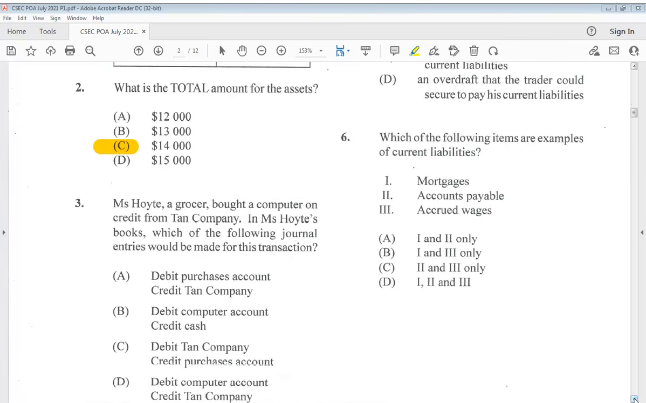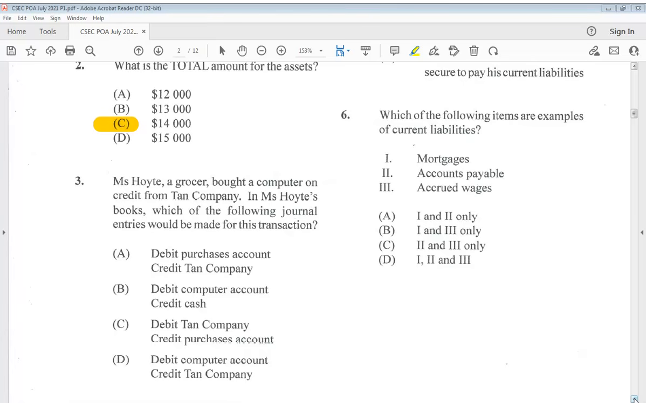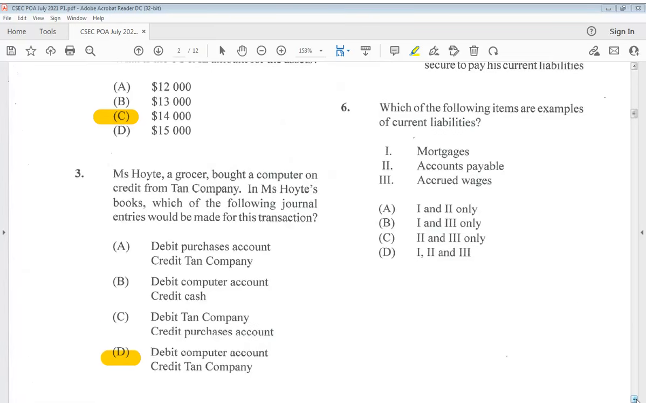Miss Hoyt, a grocer, bought a computer on credit from Tan Company. In Miss Hoyt's books, which of the following journal entries would be made for this transaction? We would have to debit the computer account and credit Tan Company. So our answer would be D. Let's move on to number 4.